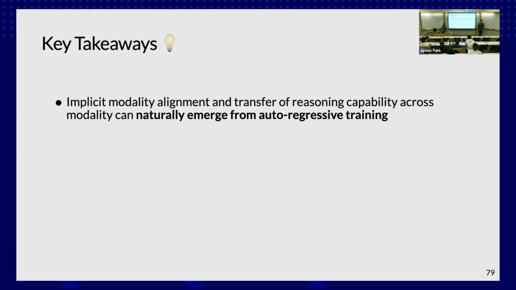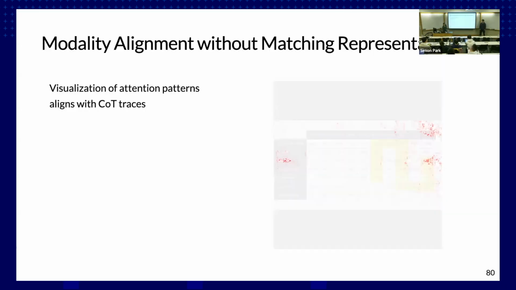So some of the key takeaways from this talk: we noticed that implicit modality alignment and transfer of reasoning capabilities can happen naturally from autoregressive training. And this is specifically without matching representations. We have a visualization of the attention pattern that shows, if you look at the animation, the part of the image that the model attends to actually aligns with the underlying highlighted path of the table.